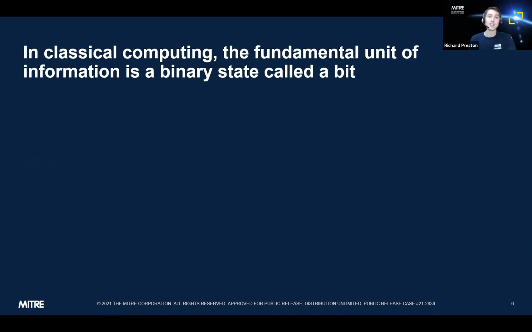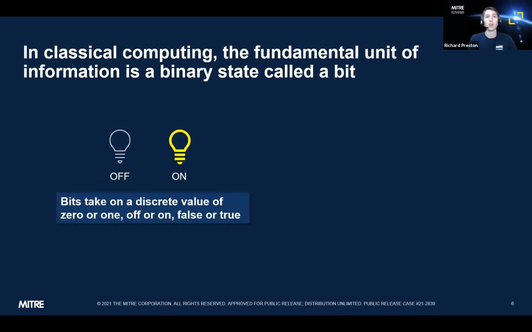So when we talk about bits in classical computing, this is the fundamental unit of information. It's this binary state called a bit. And bits can take on a discrete value of 0 or 1, off or on, false or true. And they're implemented physically, right?